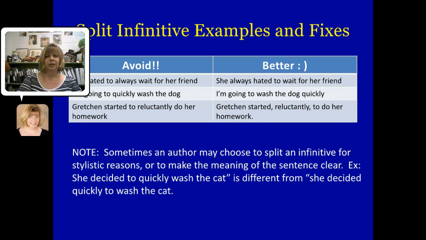But in general, the rule is to keep the infinitive together, the to with a simple form of the verb together in the sentence itself, so you don't split that infinitive.